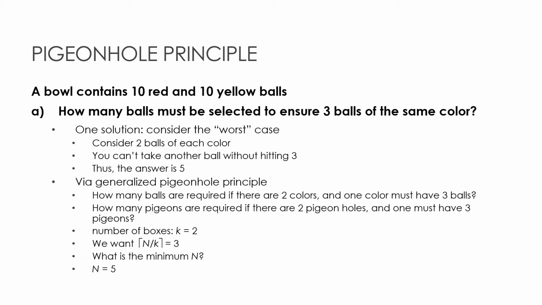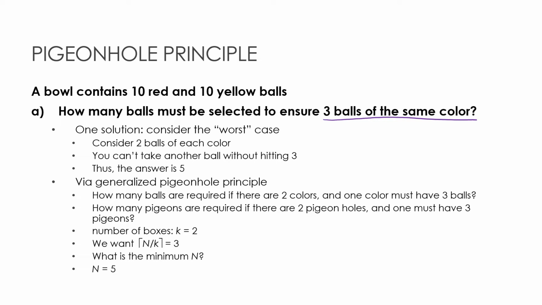Before I set you loose on a couple of questions that will maybe stretch your brain a little bit, I want to go through just a few more with you. So let's say I have a bowl. I've got 10 red and 10 yellow balls in the bowl. So 20 balls, 10 red, 10 yellow. Part A says how many balls must be selected to ensure 3 balls of the same color.